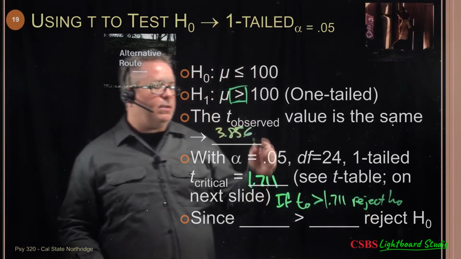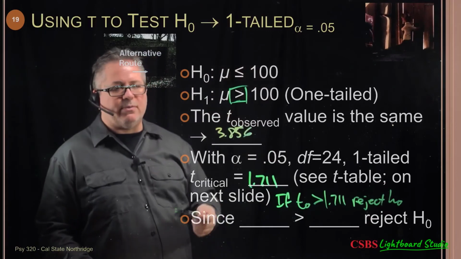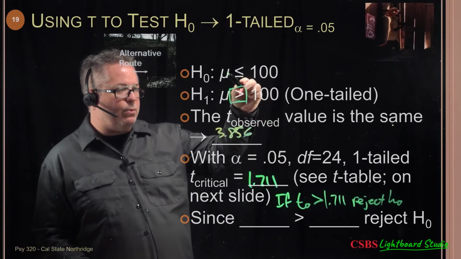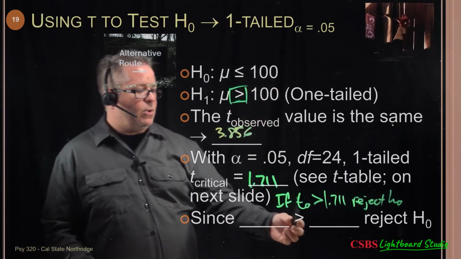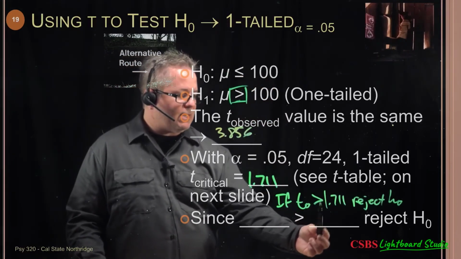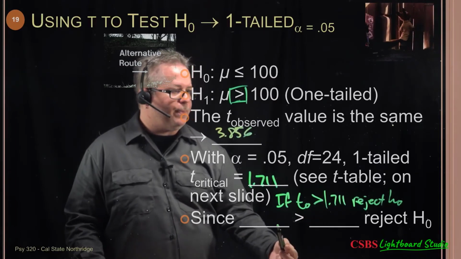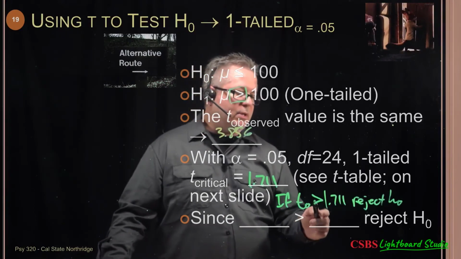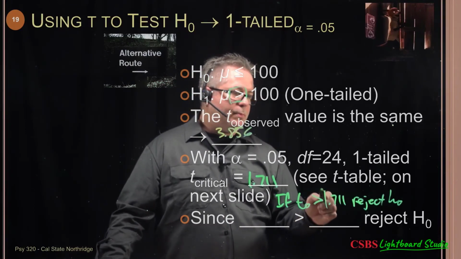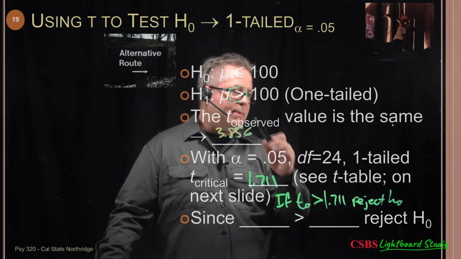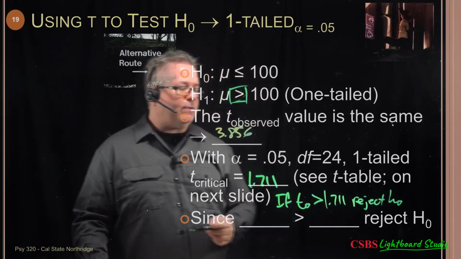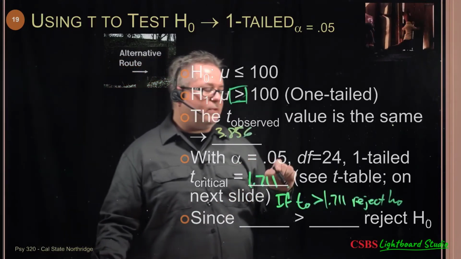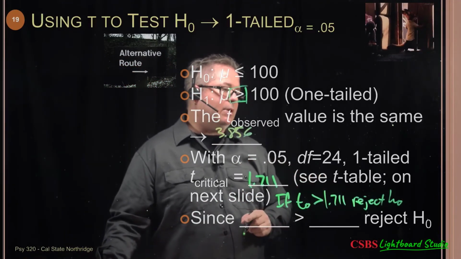Now, what if I had done this in reverse? If I was looking at something that was lowering IQ, and it was mu is less than 100, and this was mu is greater than or equal to 100, I had this reversed. Well, then this should be reversed too. T observed is less than, and this will likely be a negative number, because it's flipping into the other side of the distribution. So make sure that your inequality here matches the inequality here, and it'll keep you from making mistakes about your decision. So my decision rule is if my t observed is greater than 1.711, I'm going to reject.